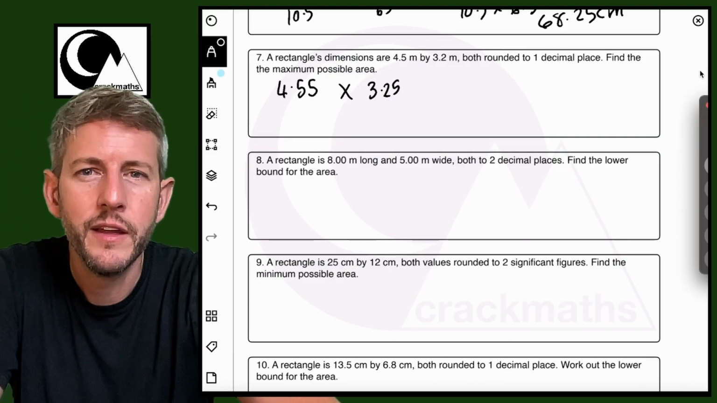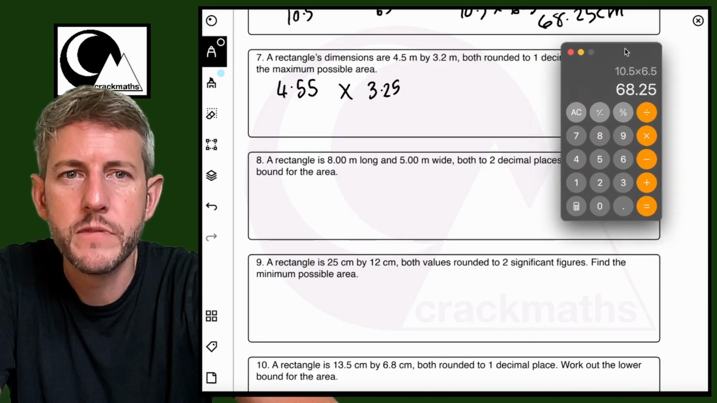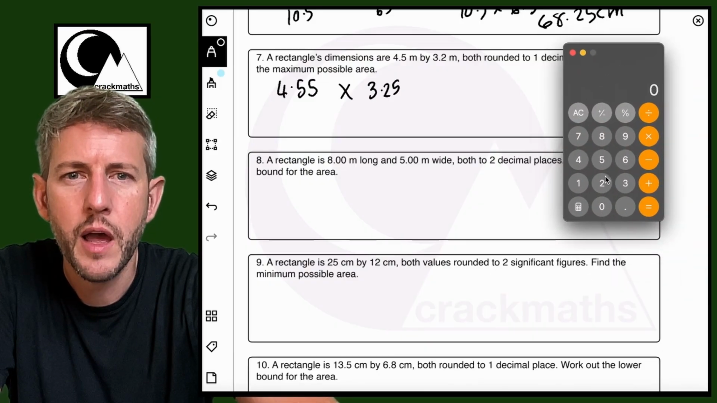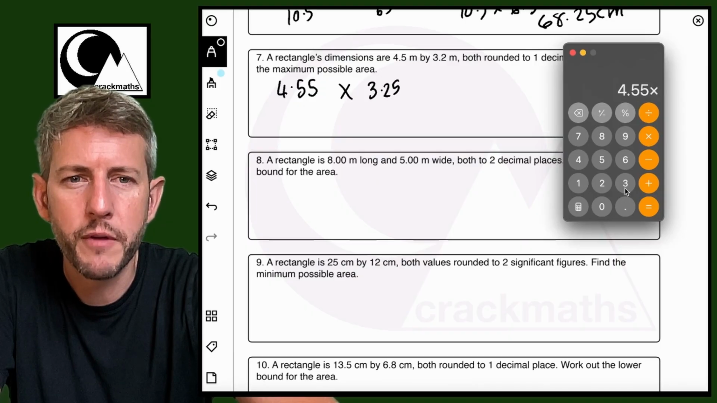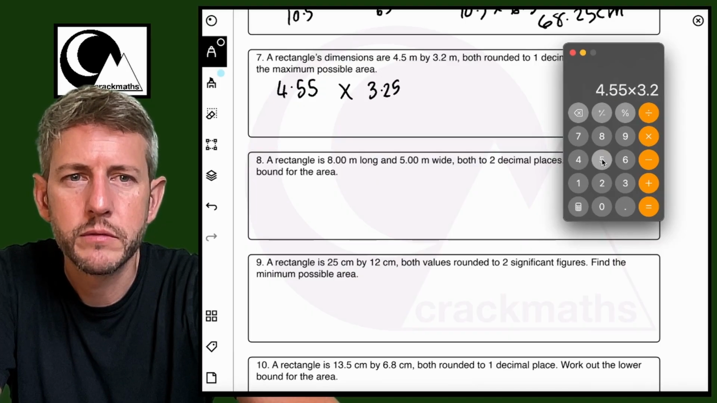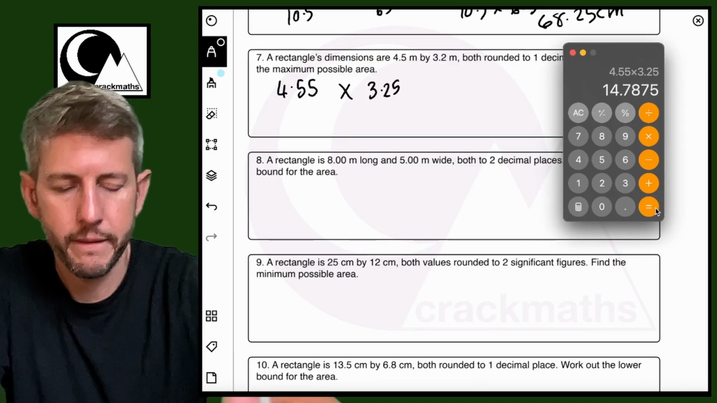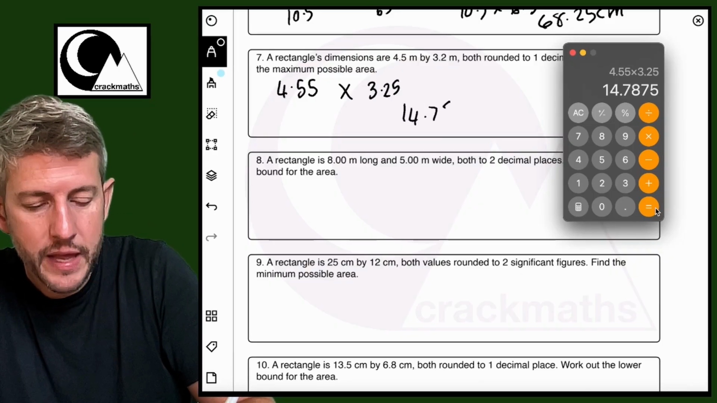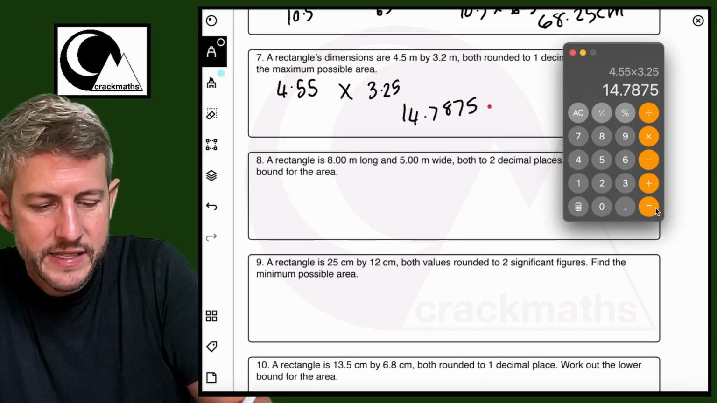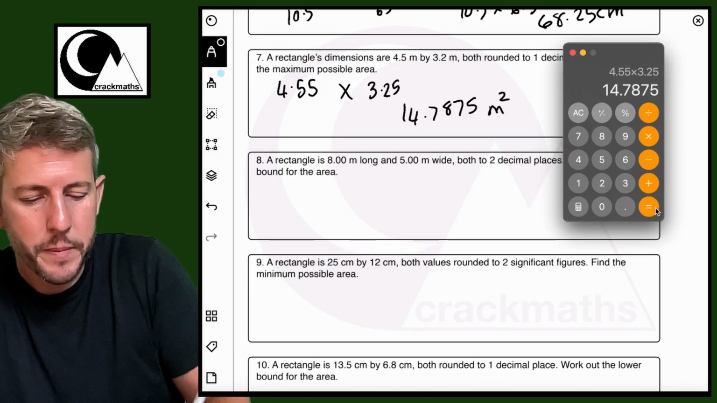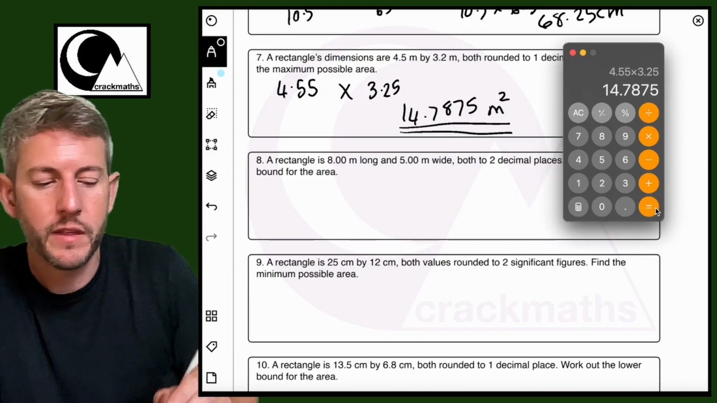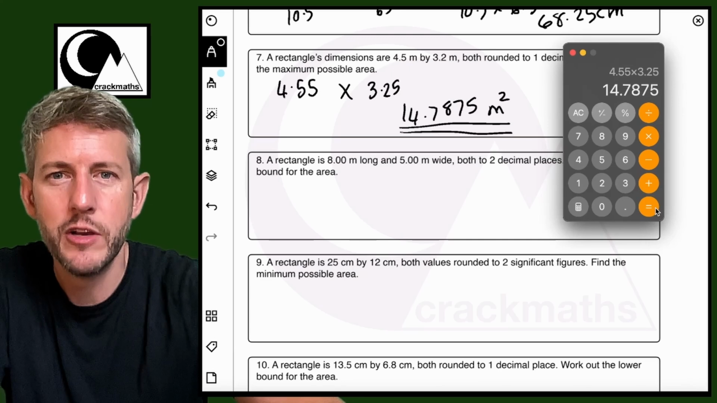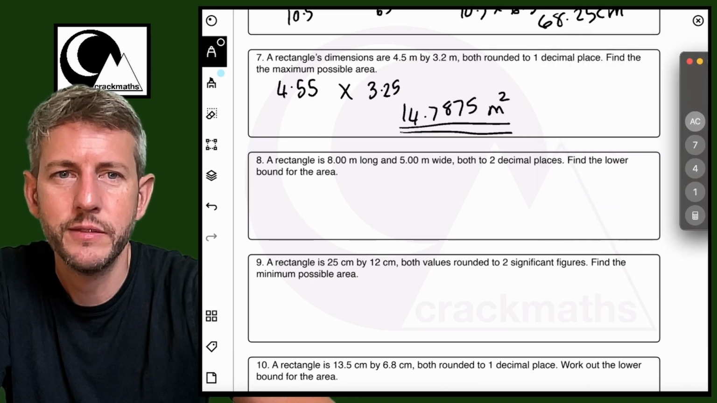And we're going to multiply these together. So I'm going to get the calculator out. So here we go. 4.55 multiplied by 3.25. And there we go. We've got this lovely long number here. 14.7875, and it's an area again, so it'll be metres squared. Okay, right, let's have a look at the next question.